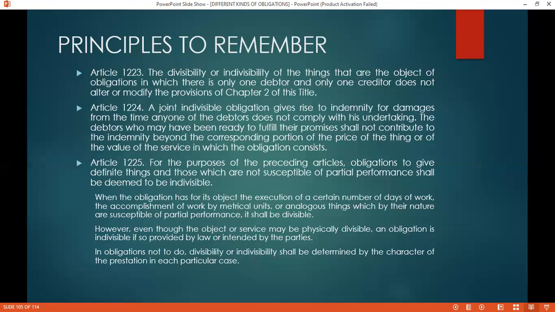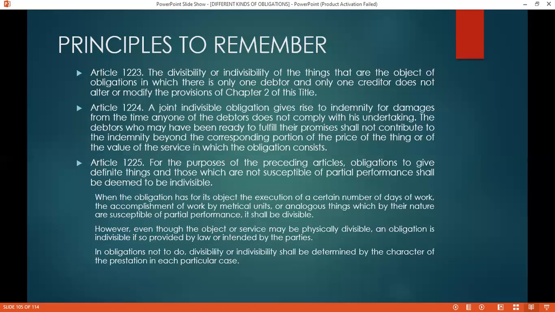Kunyari, heirs kayo tapos may naiwan na bahay. So, sino ngayon ang kukuha sa bahay, di ba? Most probably, yung iba, ginagawa nila, binibenta na lang nila yung bahay, tsaka yung proceeds, hati-hatian nila. Yung iba naman, kung sino yung kukuha ng bahay, babayaran na lang niya yung ibang heirs. So parang ganun. Kasi nga, physically, hindi siya susceptible of partial performance. Generally, indivisible siya. Pero, you can make it divisible, no? Pwede yung ibenta or pwedeng akuin na lang ng isa, bayaran niya yung iba. Okay?